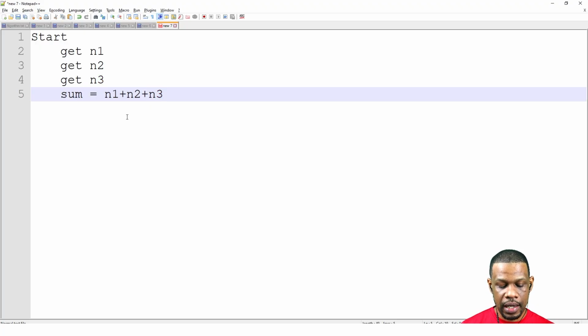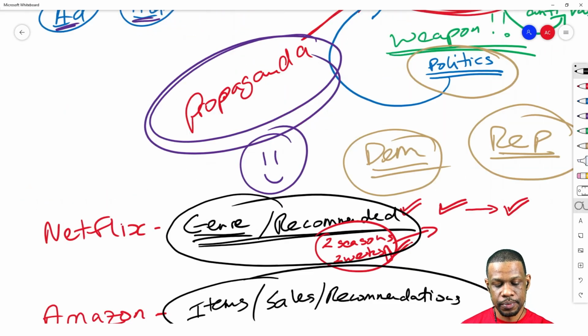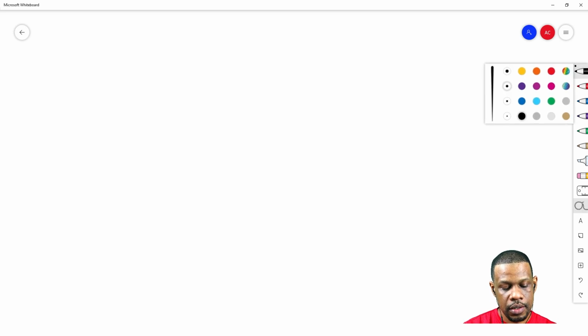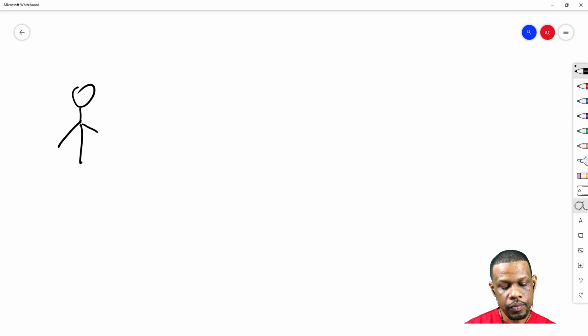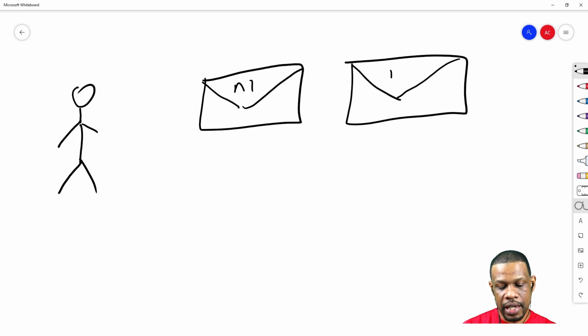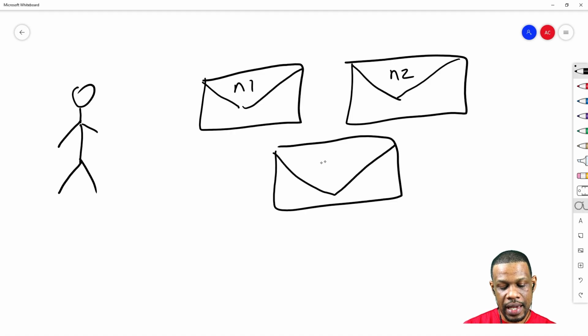So I'll pause here and I'll do a simple illustration for you to kind of get, right? So here's the simple illustration. Imagine we're dealing with a 3-year-old child, right? And we say, hey, child, I'm going to give you one envelope, and this envelope is going to be named N1. I'm going to give you a next envelope, and this envelope is going to be named N2. And I'm going to give you a third envelope, and this third envelope is going to be named N3.